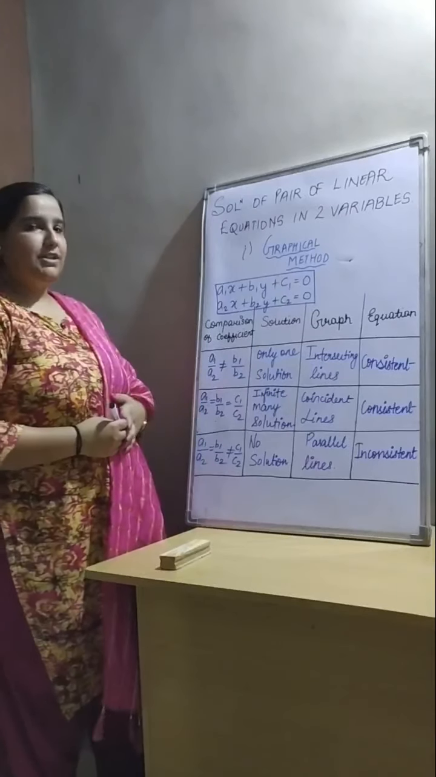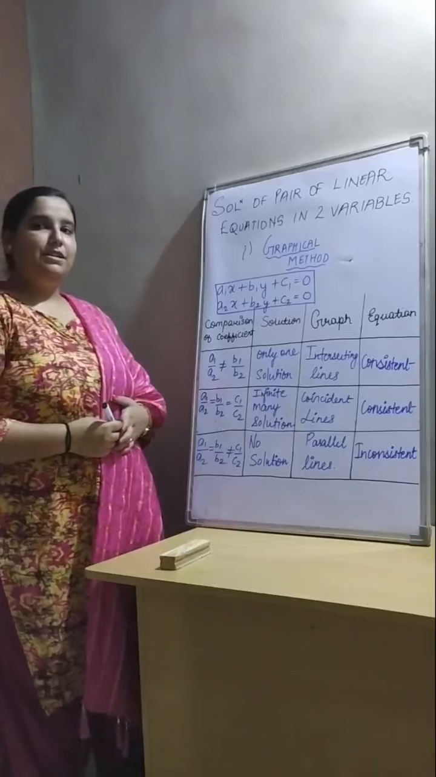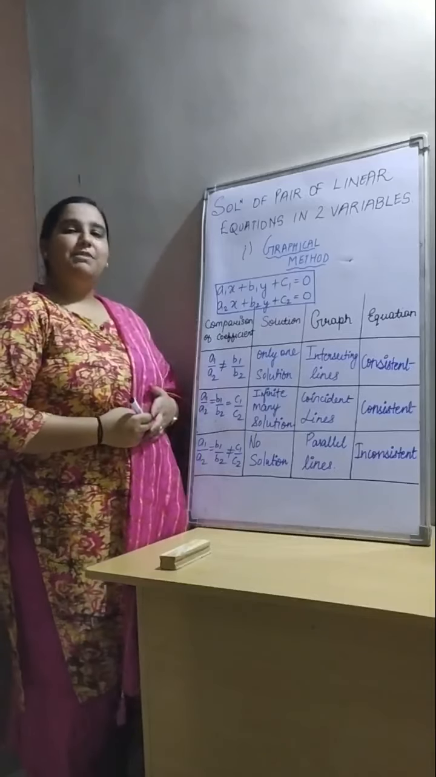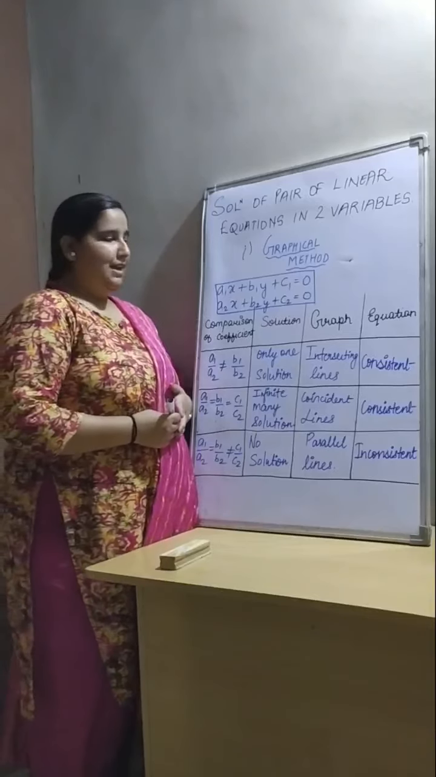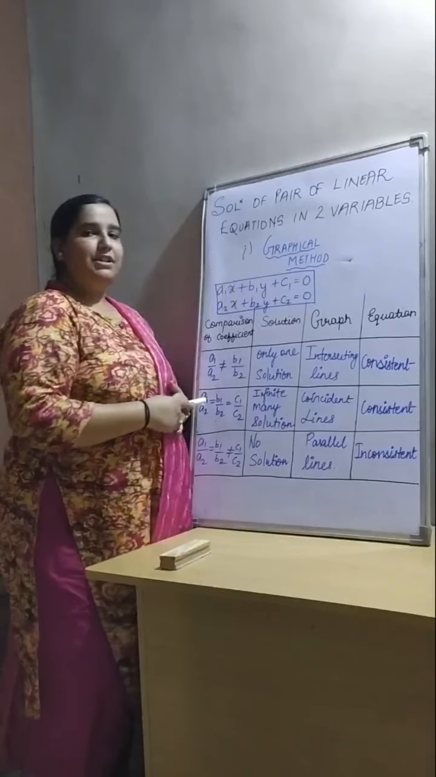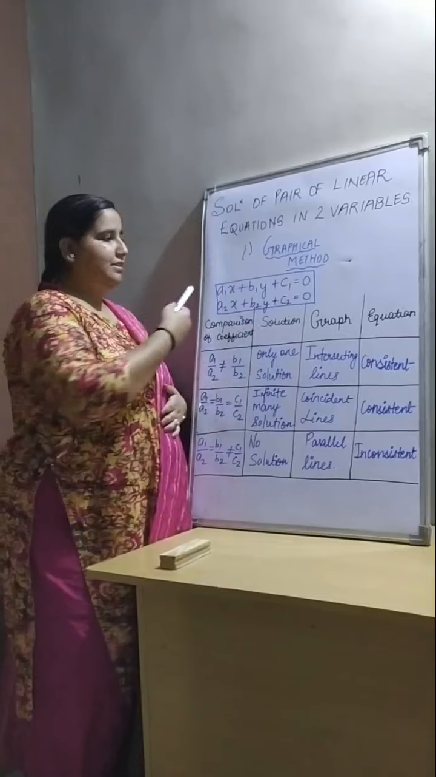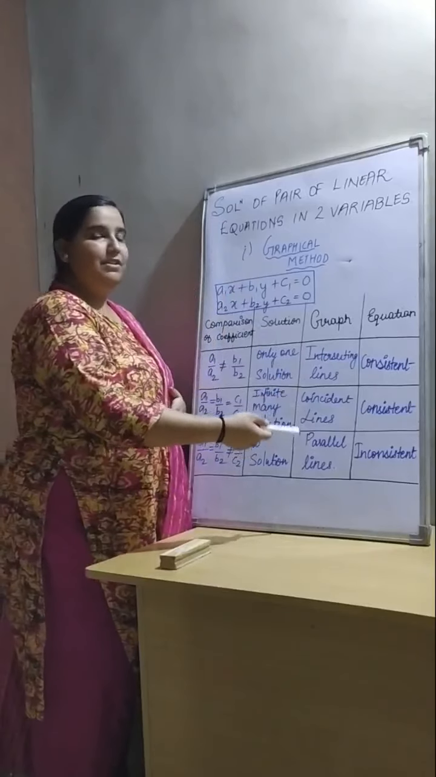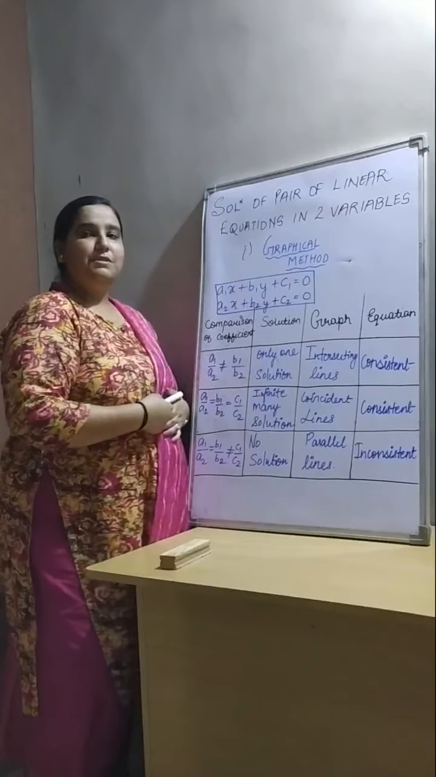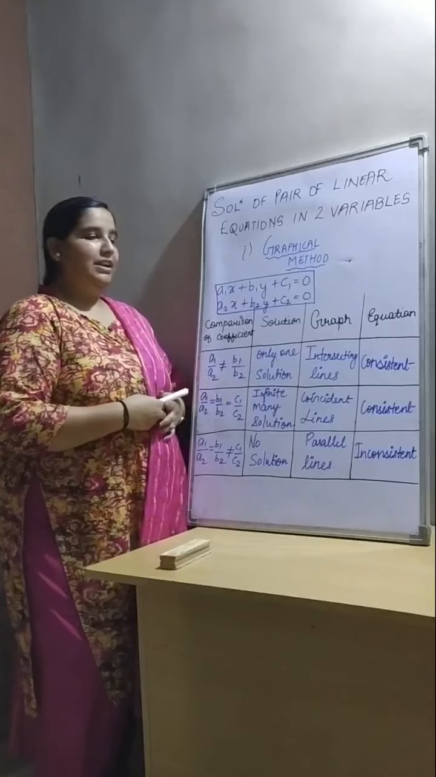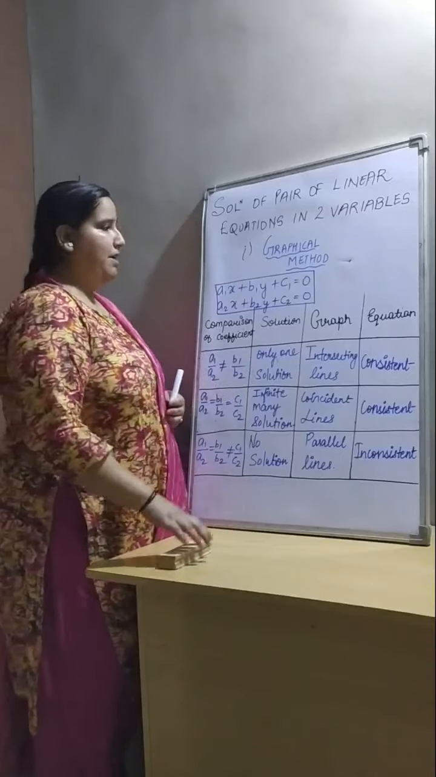Today we are going to understand the graphical method to solve the pair of linear equations. Suppose we have two equations, a1x plus b1y plus c1 is equal to 0 and a2x plus b2y plus c2 is equal to 0. If I want to find the solution, there are three particular cases that may happen, and the type of solution we have can be represented through this chart. Now let us understand this method one by one.